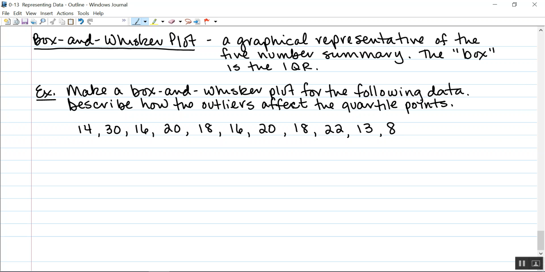So the first thing we want to do is line up this data in order, since we're going to be looking for the 5-number summary. So I have an 8, 13, 14, 2 16s, 2 18s, 2 20s, a 22, and a 30. Okay, so let's find our median here. So I have 2, 4, 6, 8, 10, 11 data values. So the one that's going to be in the middle is this one right here. There's my median.